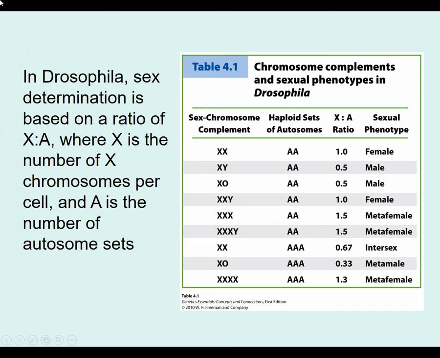In Drosophila, it's about the X to A ratio. And instead of a ratio, I'd make a fraction out of it. I think that makes it easier. Because in the end, it's really about a fraction: the number of X's on the numerator, the number of autosome sets on the denominator.